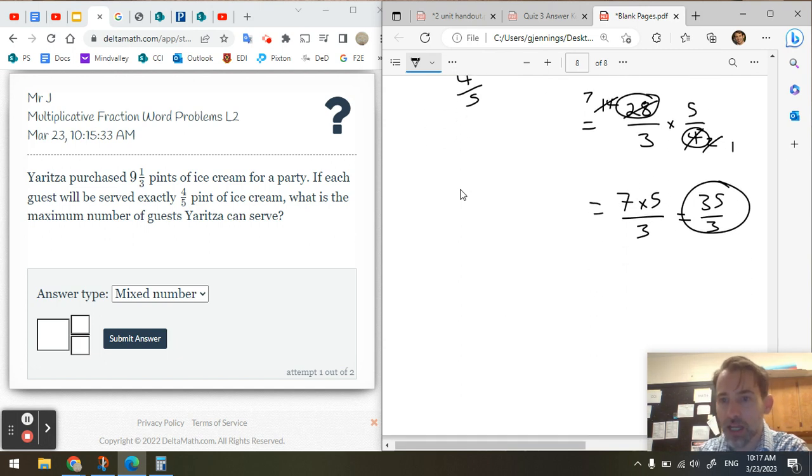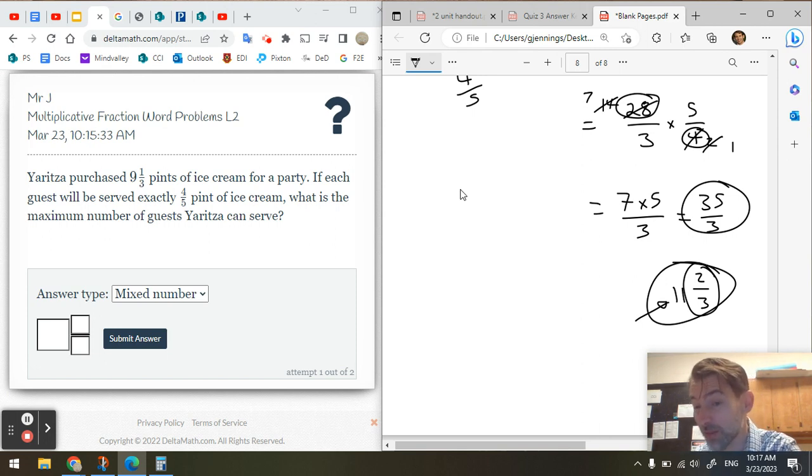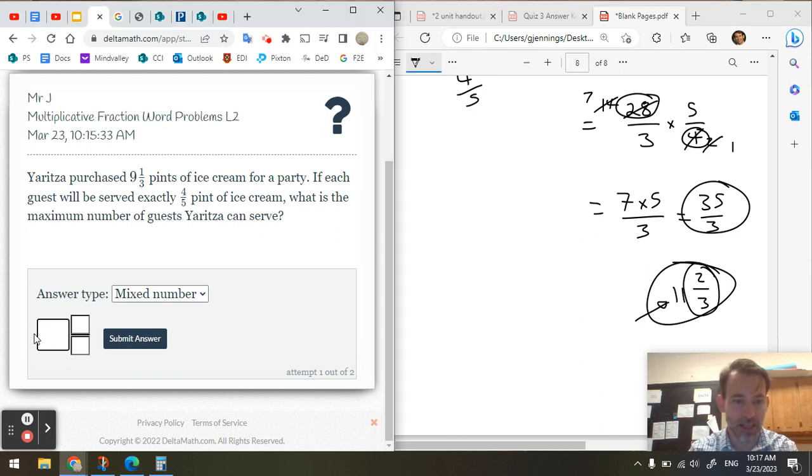Basically, she can bring 11 and 2/3 guests. That's the maximum number of guests she can serve. She can bring 11 pretty good friends and one really good friend. And she could say to that really good friend, look, I'm going to serve you a little less ice cream than the other people, about a third less ice cream. But don't worry, we can chat after the party, and I'll make it up to you somehow. So this is 11 and 2/3.